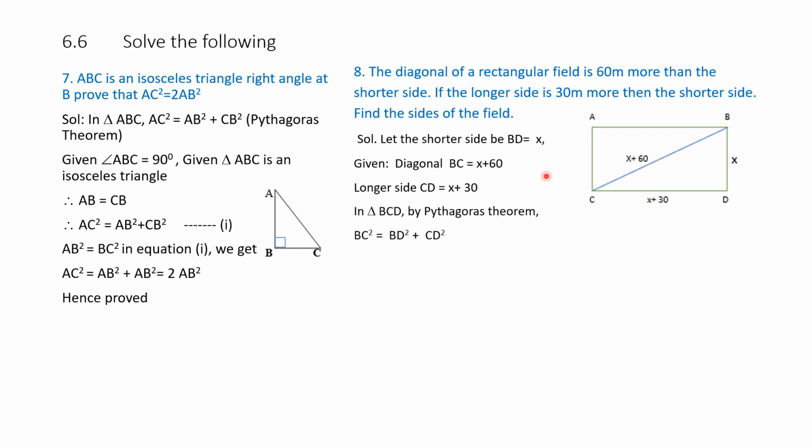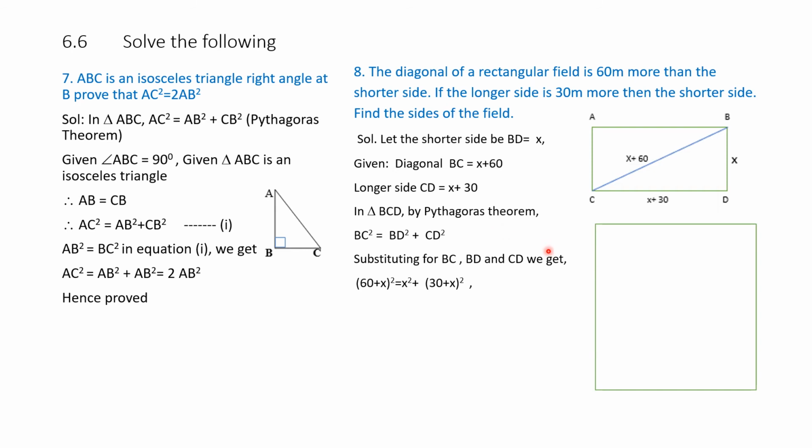In triangle BCD, by Pythagoras theorem, see the triangle BCD. By Pythagoras theorem, BC square, that is the hypotenuse, is equal to the sum of the squares of the other two sides. Therefore, BD square plus CD square. Substituting for BC, BD and CD, we get (60 plus x) whole square is equal to x square plus (30 plus x) whole square.